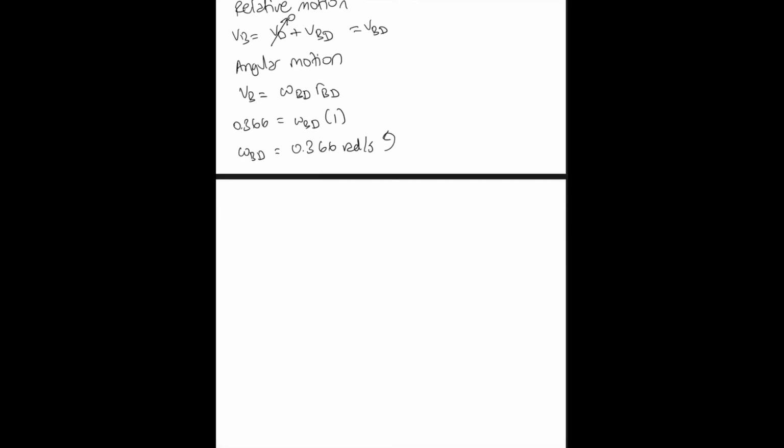Now we can find the acceleration of B. So the acceleration of B is going to be equal to, again, AD plus ABD, and since D is a pivot, the acceleration is also 0. Therefore, the acceleration of B is just going to be equal to the acceleration of BD.